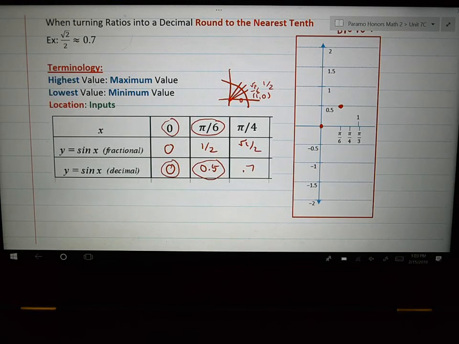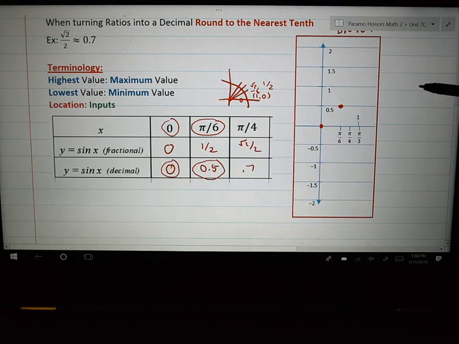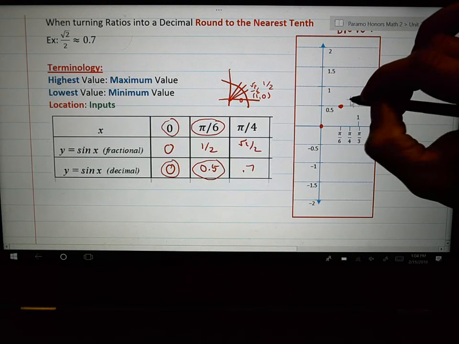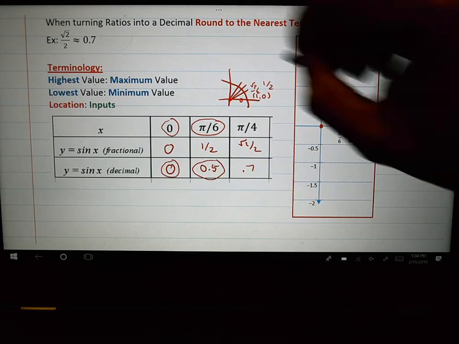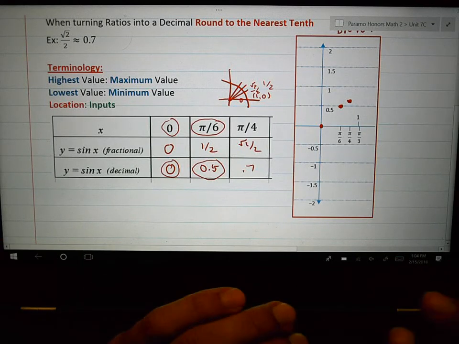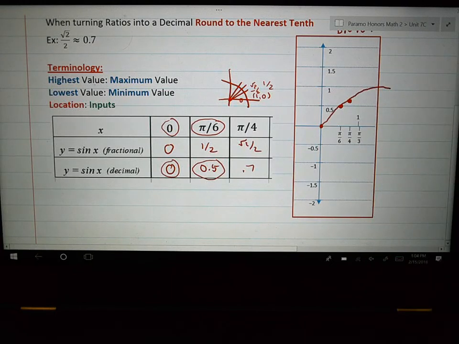I'm putting dots. Then pi over 4 is about 0.7. So I'm going to go up and I'm going to estimate 0.7. 0.75 is halfway, so I'm going to go just a little bit less than halfway. And I'm going to put my dot, right about there. And as you do this, you're going to get several dots, and I'm hoping that you're going to start to see something that looks like that graphic I showed you earlier. Does that make sense? That's what we're going to do.